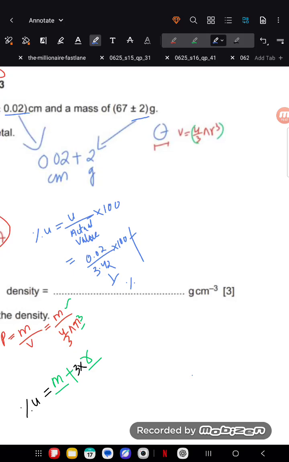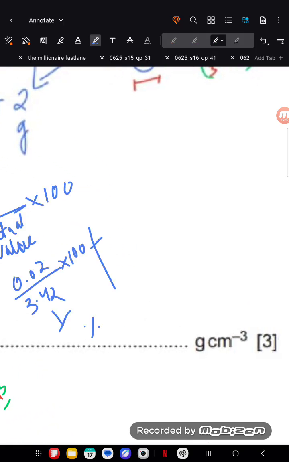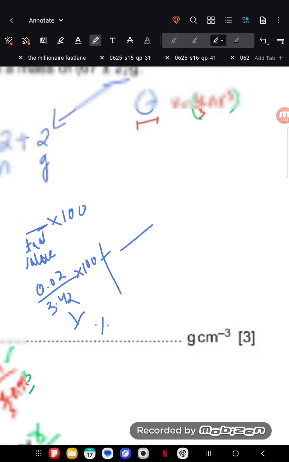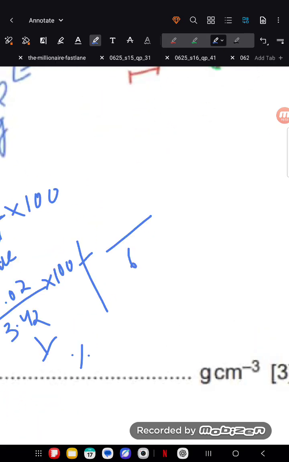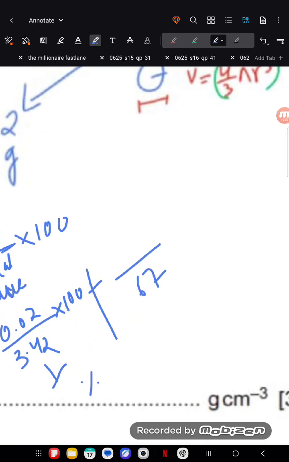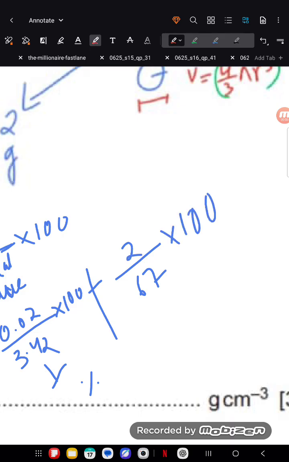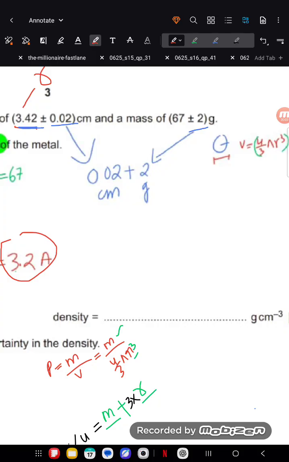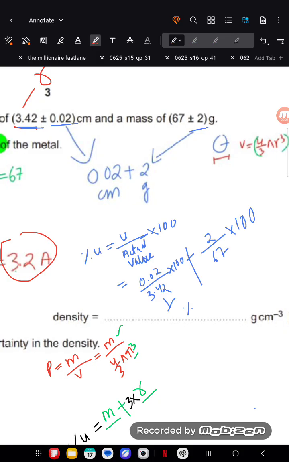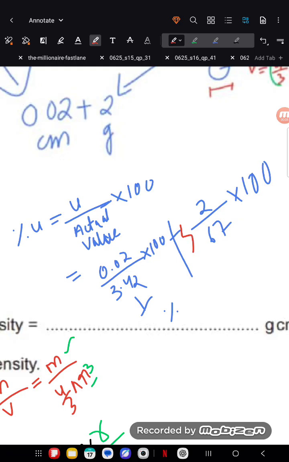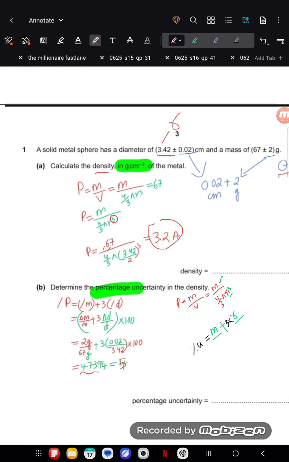And another one is mass. The mass actual value is 67, and uncertainty is 2, multiplied by 100. So let's see the formula. The reason behind seeing the formula is if there is a power or something, because we have to multiply here. If there is a power, we have to multiply here. Okay, let's see the formula.